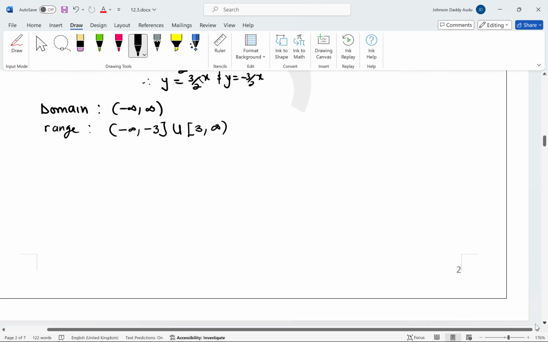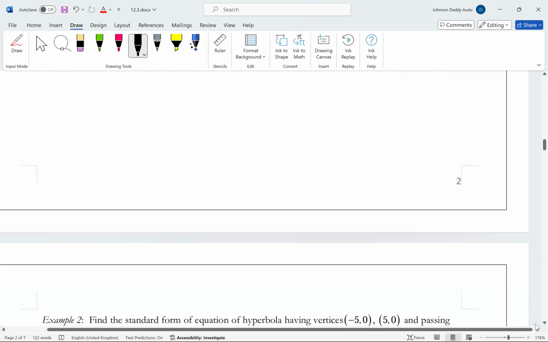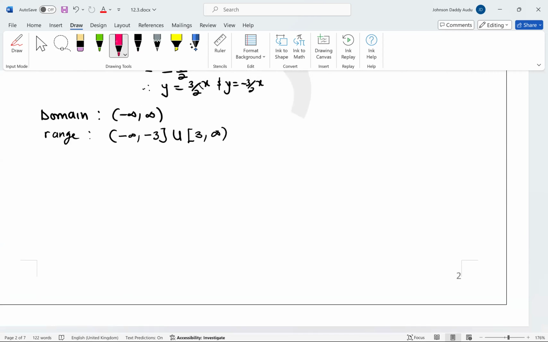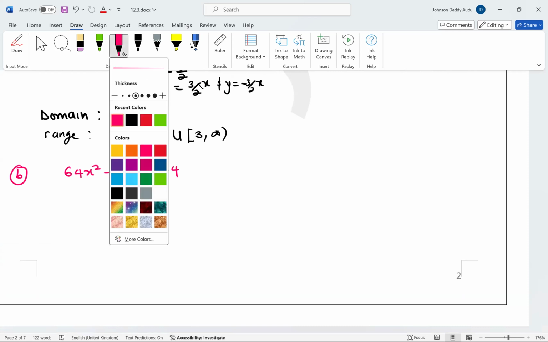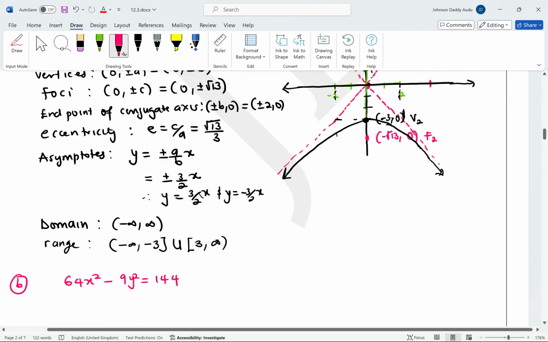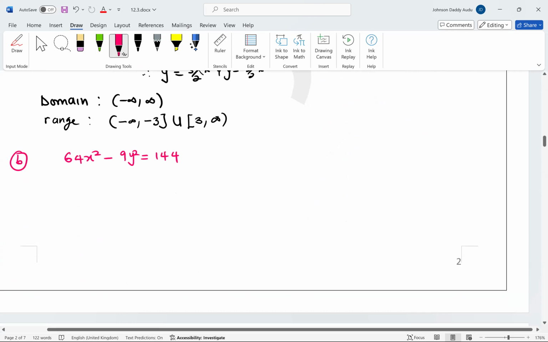So let's take question B. B is 64x squared minus 9y squared equals 144. So the first thing is that we need to bring it down, right? We need to transform it to the standard form. That we can easily do by dividing by 144.